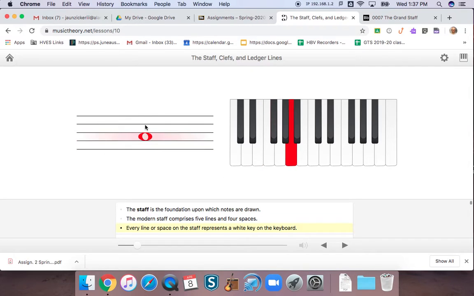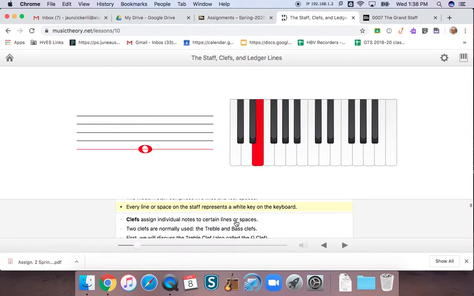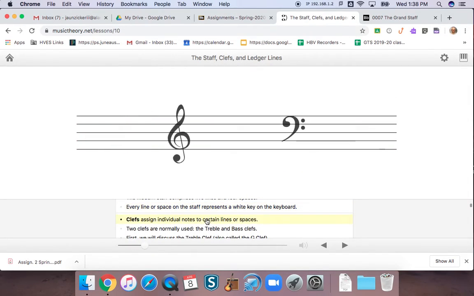Okay, so on the staff, every note, every circle, if you will, that's drawn on a line or space corresponds with a pitch. And it doesn't just have to be the piano keyboard. It can be any instrument, but we're doing it on the keyboard. Okay, now this is clefs. There's 2 basic kinds of clefs.